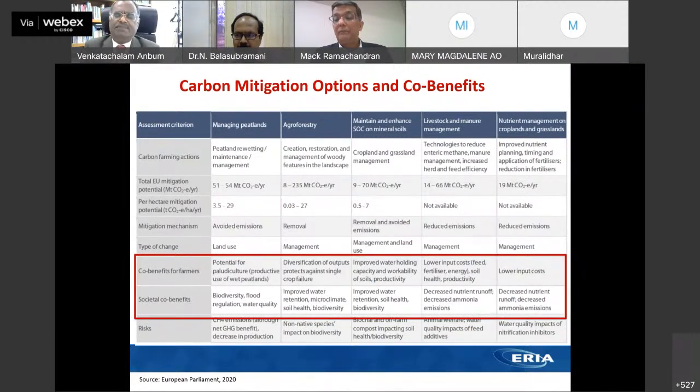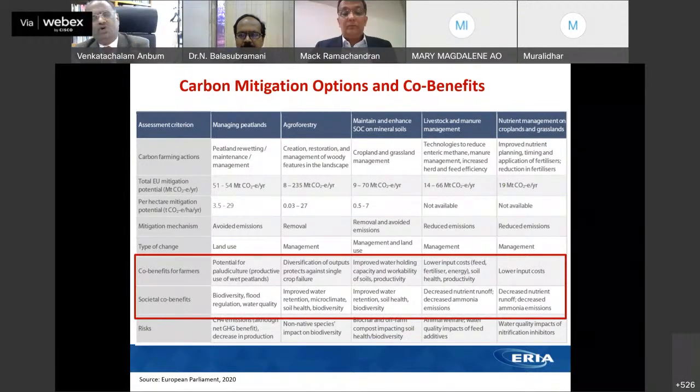Another important parameter we need to look into is co-benefits. I think we know that this is the case for Europe, and here we see that agroforestry or soil health improvement has the potential, for example, in the range of 0.5 to 7 megatons of carbon dioxide. But what is more important is what the benefits are. From the perspective of the farmers, these practices could de-risk their options and improve soil productivity, and for the community, there is improved soil retention, soil health and biodiversity. In the case of manure, there are decreased runoffs and also low input costs for the farmers.